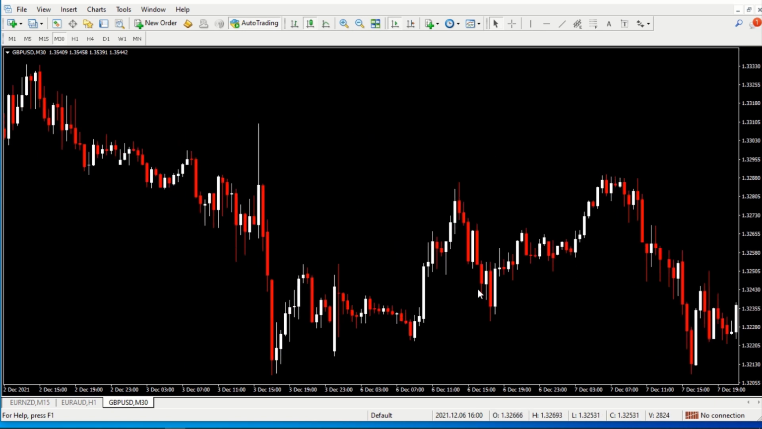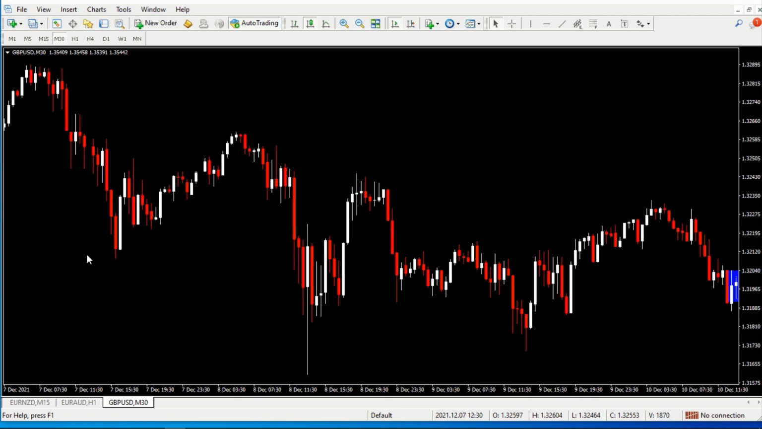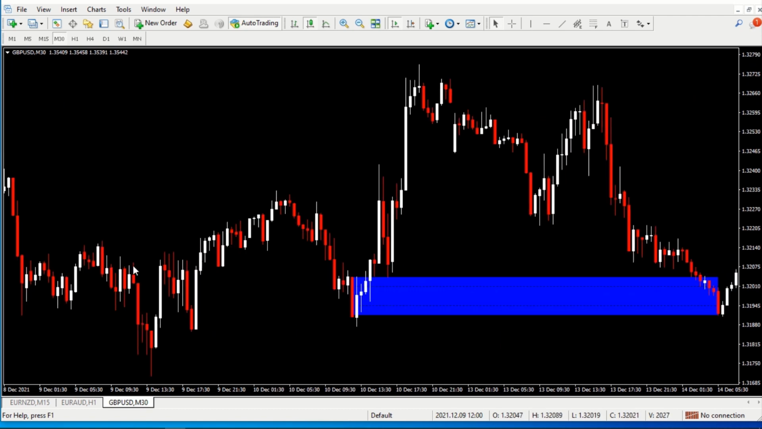So now let's get to the second type of high probability order block. But before then, there are 2 ways of trading this standard order block. The first one is by using the body of the order block, and then the second one has to do with using the wick to trade.